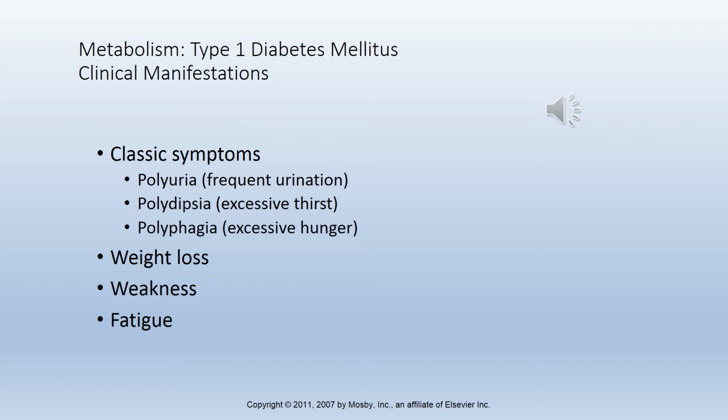Now, within this type 1 diabetes mellitus, there are some symptoms, clinical manifestations that will be found. One is polyuria, which is frequent urination. Second is polydipsia, which is excessive thirst. And third is polyphagia, which is excessive hunger. These individuals will drink, eat, and urinate, and they don't understand why. It's because their body is asking them to do those things to get the glucose in their cells and energy, and it's not going to work. So they end up with weight loss, fatigue, and weakness.